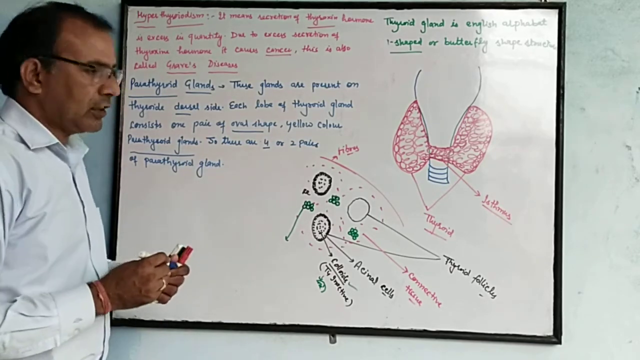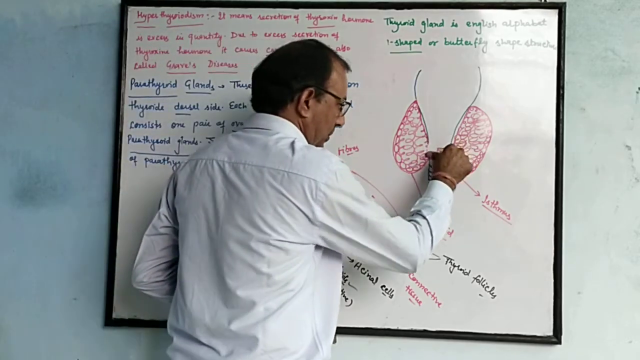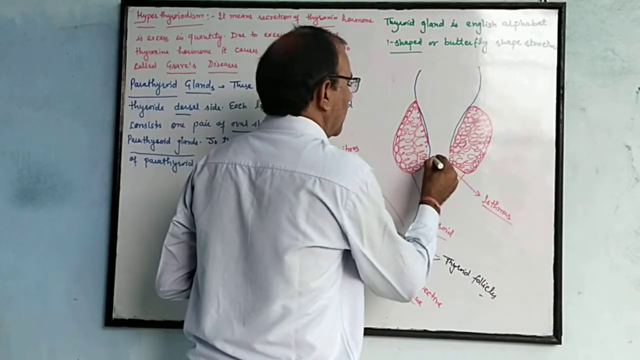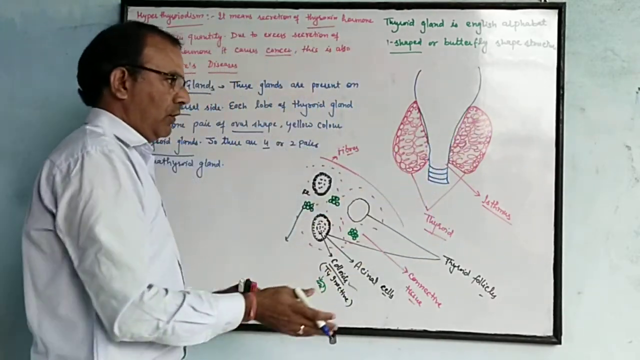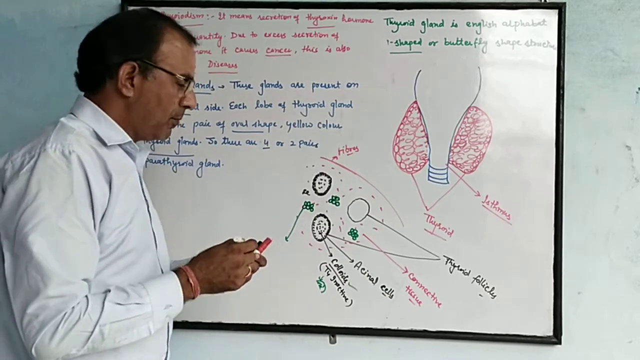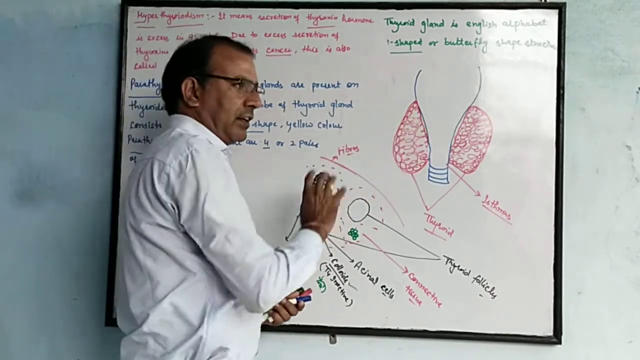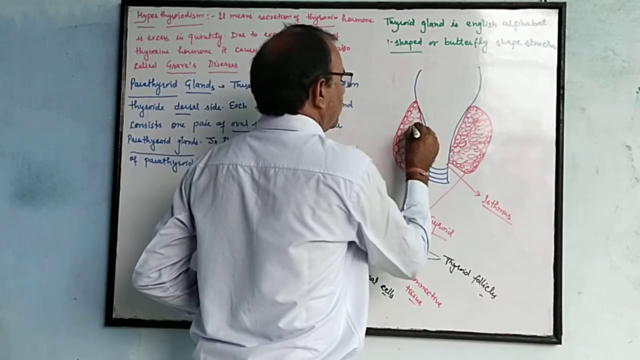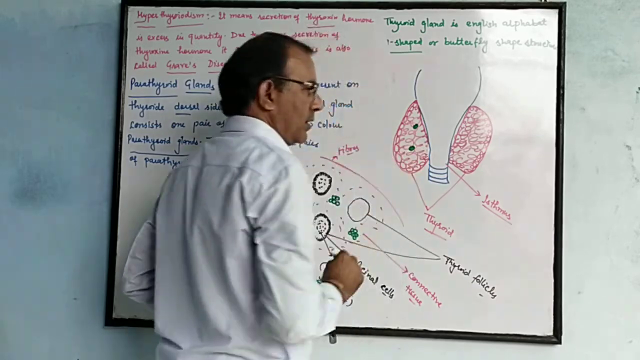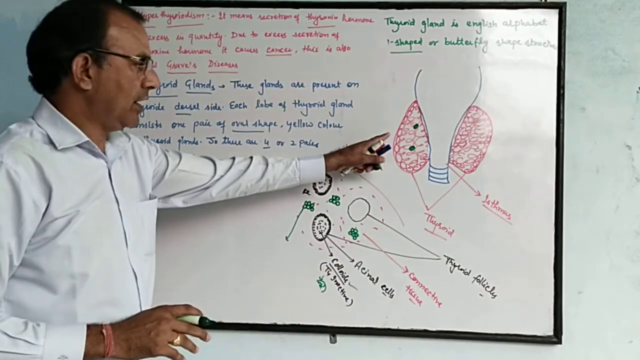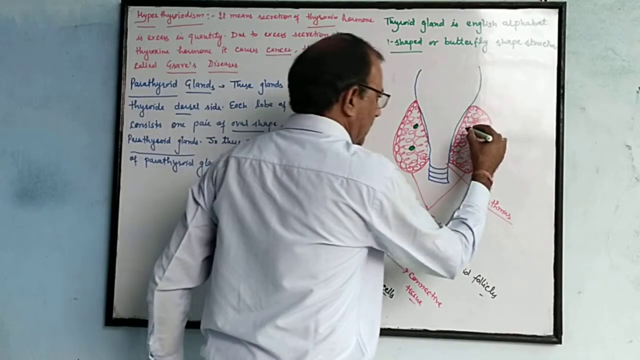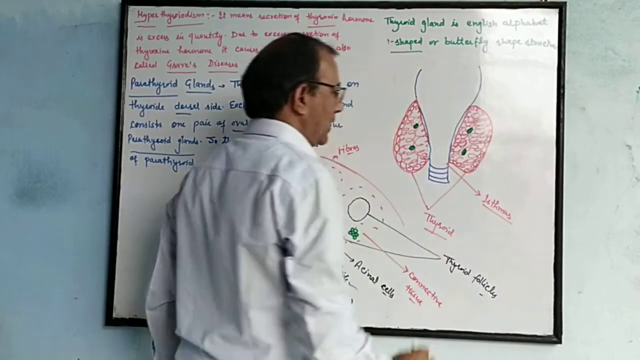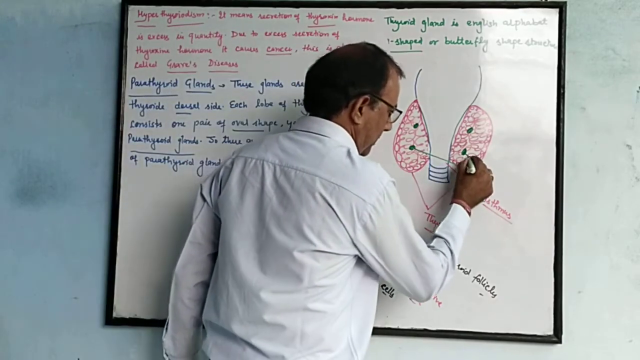On the dorsal side, the thyroid gland is not connected with the isthmus. It consists of 2 lobes. On the ventral side, it is attached with the isthmus, but on the dorsal side the lobes are not connected. There is 1 pair of oval shaped, yellow pigmented parathyroid glands in each lobe. So we can say there are 4 parathyroid glands, or 2 pairs, present.